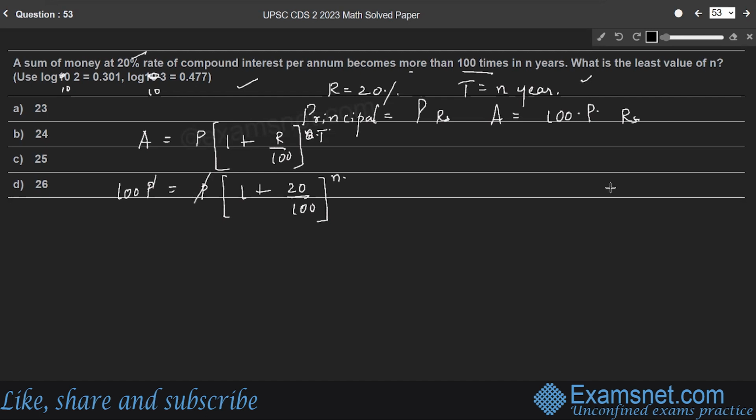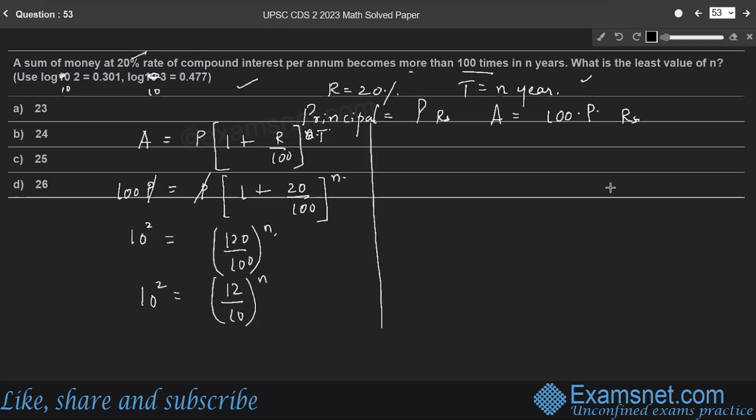Here we can cancel P and P. So 100 can be written as 10 square, is equal to 120 by 100 raised to n. Therefore, 10 square is equal to 12 by 10 raised to n. To find the value of n, we use logarithm.